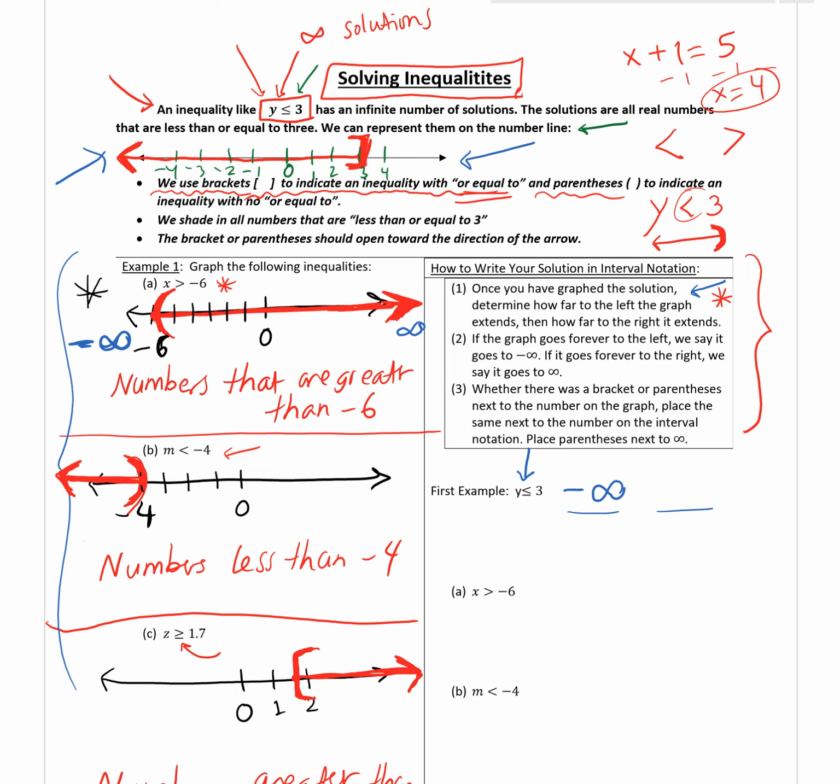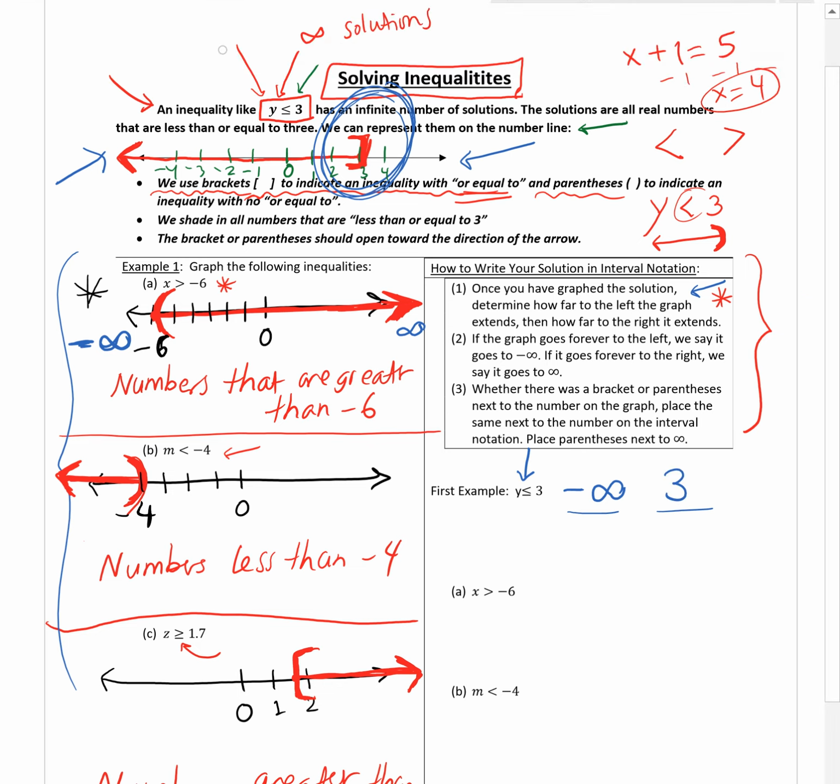If you go to the right forever, you're going towards infinity. So that's how far to the left it goes. How far to the right does it go? Well, if you look at that graph, you notice it stops at 3. I mean, the number line goes on further, but my red graph, the one that I actually graphed on top of it, stopped at 3. So that's how far to the right it goes.